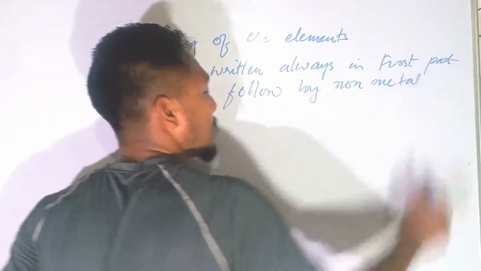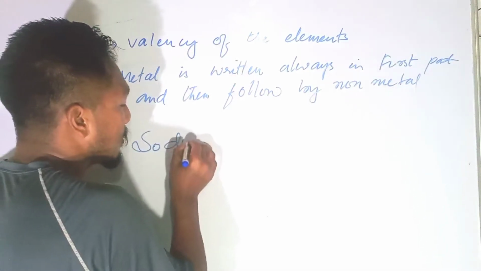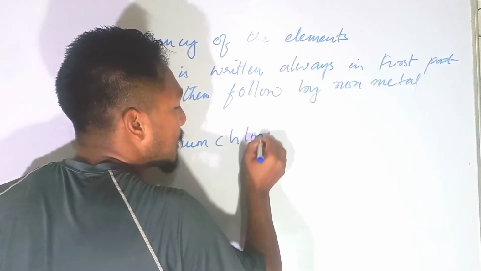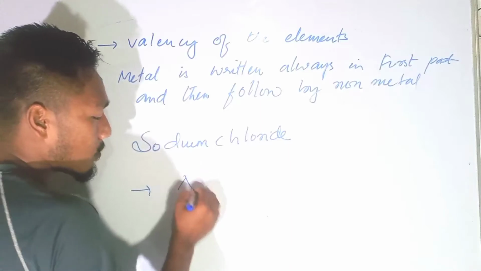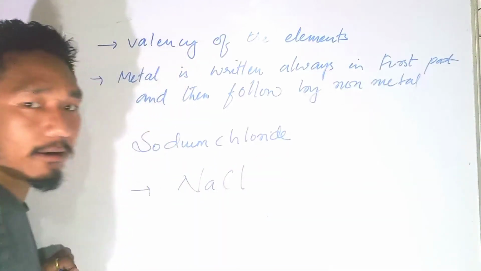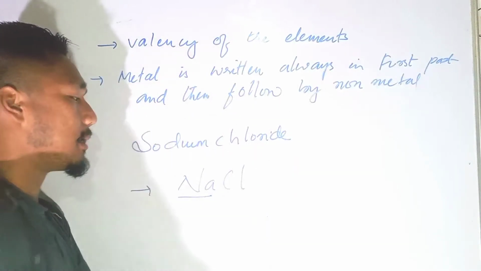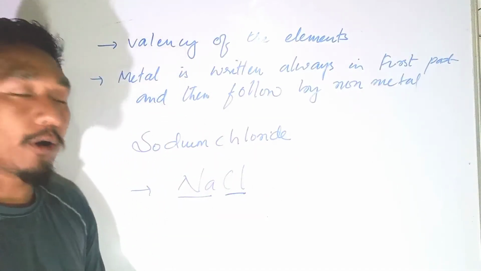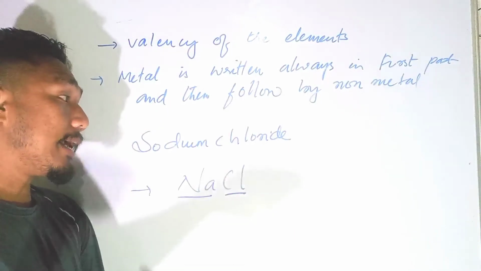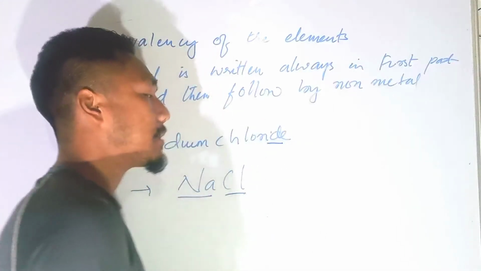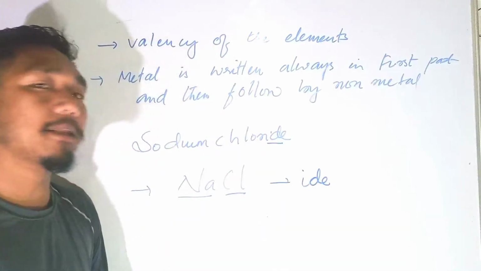non-metals. That means when you talk about sodium chloride, we can write its chemical formula as NaCl, right? Na, sodium, is a metal, and Cl is chlorine, a non-metal. When they combine, we end the non-metal's name with IDE.